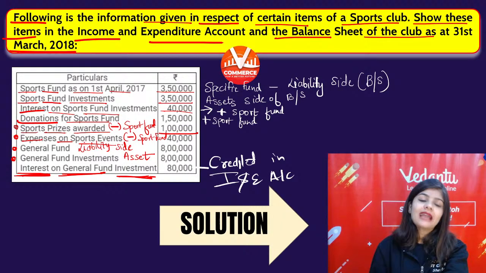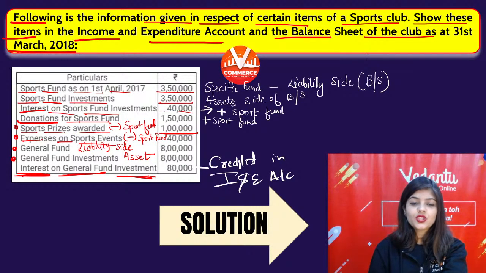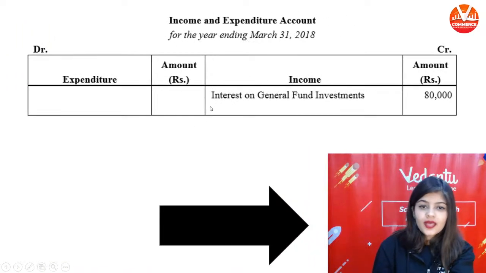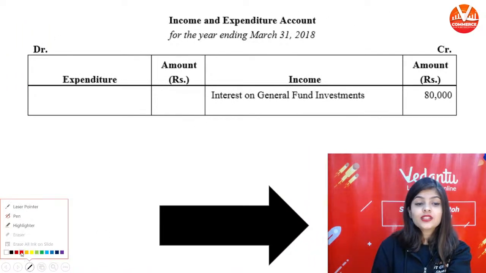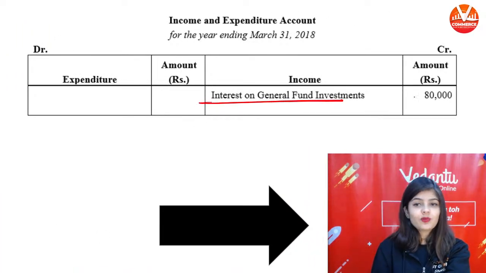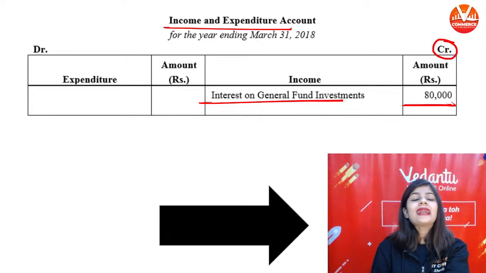Yes, general fund comes under capital fund. So we will write the interest on general fund investment on the credit side of the income and expenditure account.